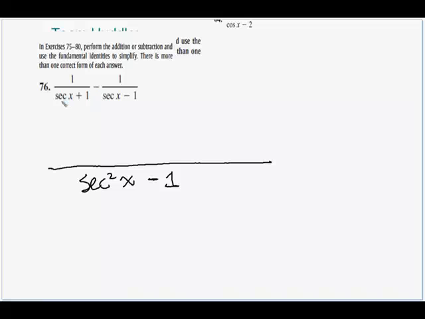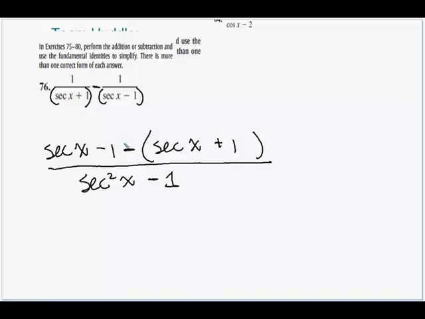So in the first fraction, we were missing the term secant x minus 1. We multiply the numerator by secant x minus 1 and get secant x minus 1. For the second one, our denominator was secant x minus 1. We were missing the secant x plus 1 term. And here, don't forget, we are subtracting. So this is minus the quantity 1 times this denominator, secant x plus 1.